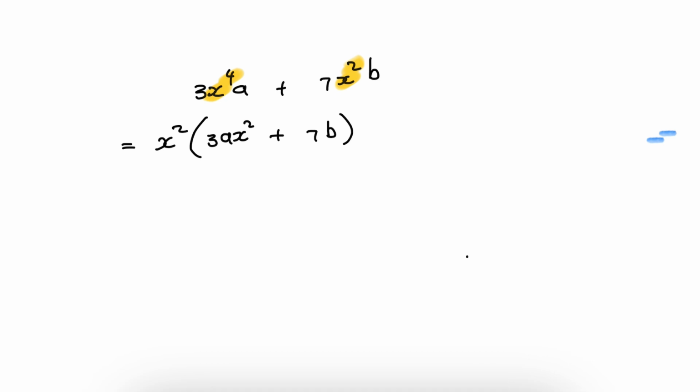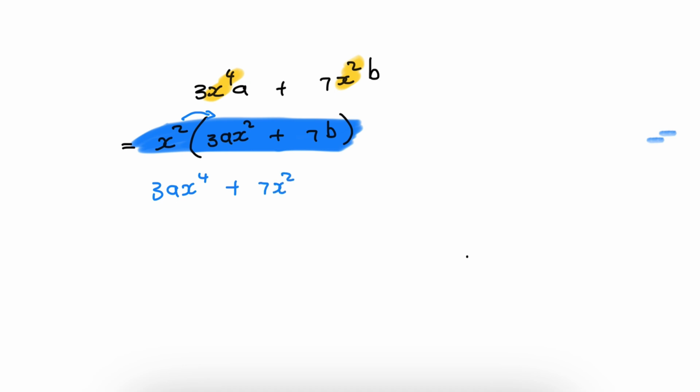I know this seems a little bit weird, but let's try and revert it back to its original form. So if you can see that this is in fact actually now back into its product form, I can prove my answer by multiplying the x squared back in. So x squared times 3a x squared would give me 3a x to the power of 4 plus 7x squared b. Exactly as it was before. All right, cool. Let's look at another example.